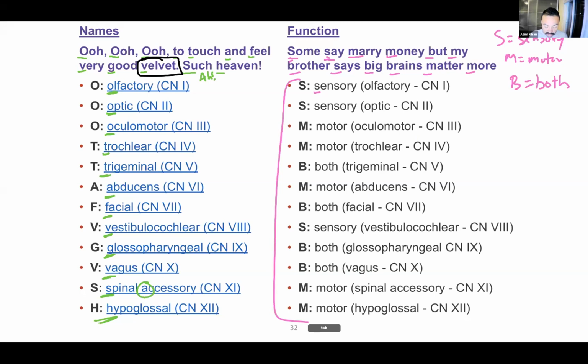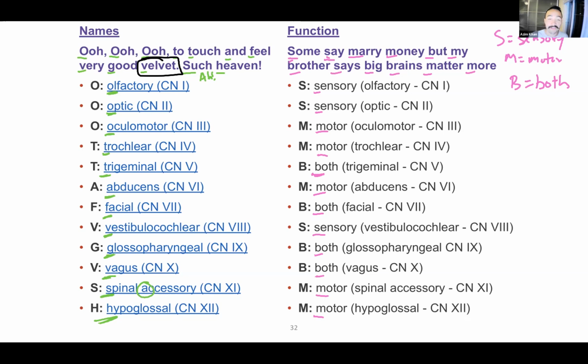We've learned how some nerves are sensory, some nerves are motor, some nerves are both. In the order of what they are, we see that olfactory is sensory, optic is sensory, oculomotor is motor, trochlear is motor, trigeminal is both, abducens is motor, facial is both, vestibulocochlear is sensory, glossopharyngeal is both, vagus is both, accessory is motor, hypoglossal is motor. So this helps you remember what function they are overall, sensory, motor, or both. Once again, some say marry money, but my brother says big brains matter more.